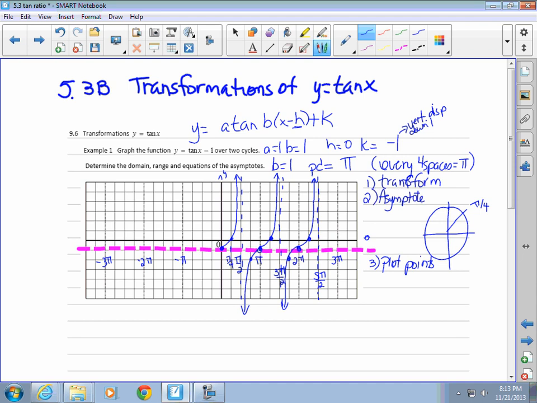Okay, so I've actually done this for 2.5 cycles. What I should have done over 2 cycles starting here, I should have just done this full one, and then the bottom half of this one. So this part here was actually giving me an extra half a cycle. So my domain now.